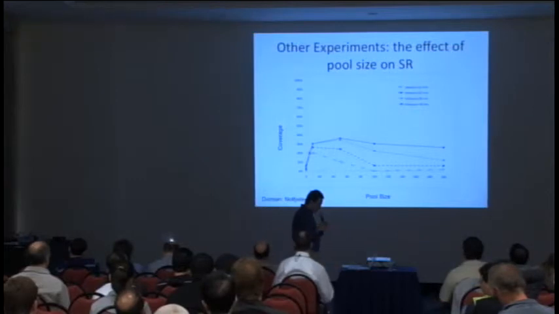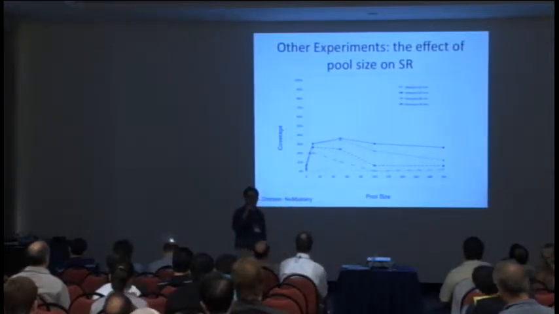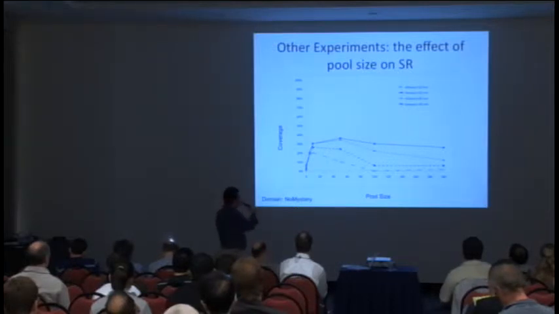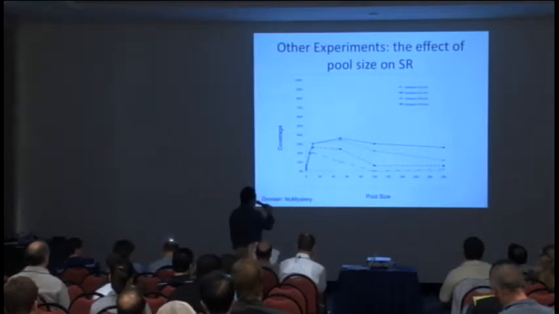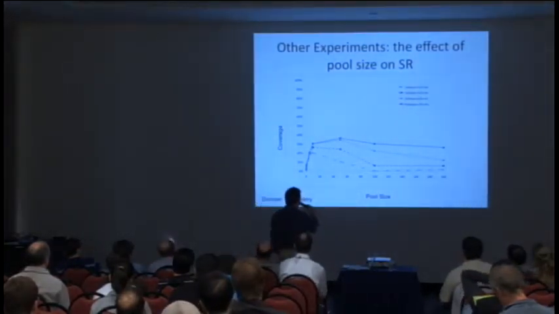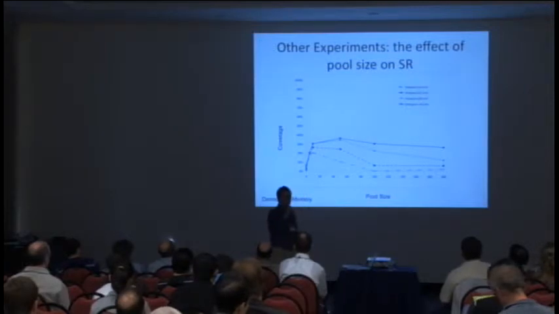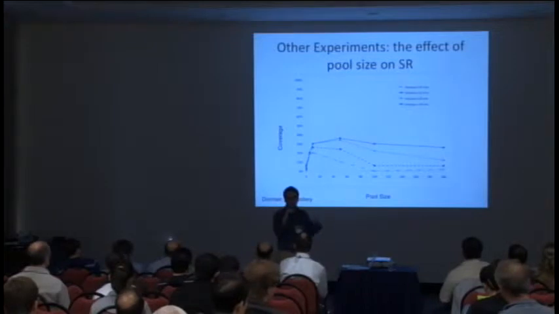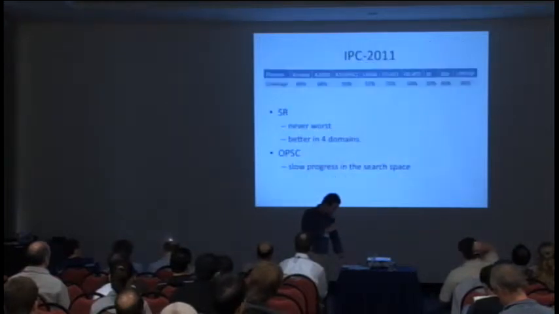So here we are running another experiment to see the effect of the pool size on smart restarting. On the x-axis you see the pool size, and on the y-axis you see the coverage, and different curves show different timeouts. The conclusion you can make here is that when you have a smaller timeout, it's better to have a smaller pool size to focus and be more greedy. If you have more time, you can have larger pool sizes and explore more.